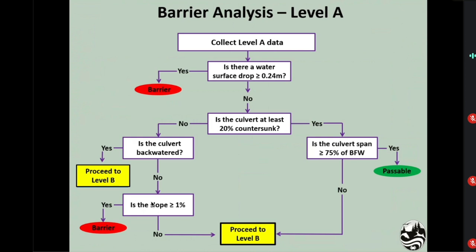Is there a water surface drop greater than 0.24 meters? Yes, you have a barrier. Now, how much the water surface drop and how much of a barrier, we'll see on the next slide. Let's say there's not a water surface drop. So we're going down to countersunk. And you can see how important countersunk is. It's going to really split out which direction you go. And onward.